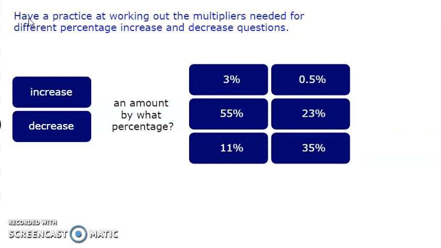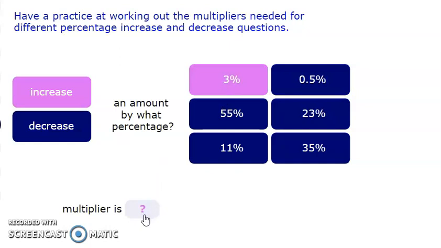Now here again you have practice at working out the multipliers needed for different percentage increases and decreases. Let us select increase here. Increase an amount by, say, 3%. The multiplier is how much? If you have to increase an amount by 3%, you have to add 3. So the multiplier is 1.03.